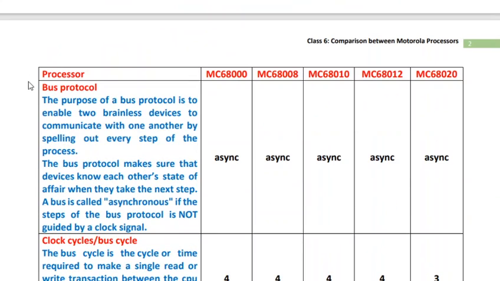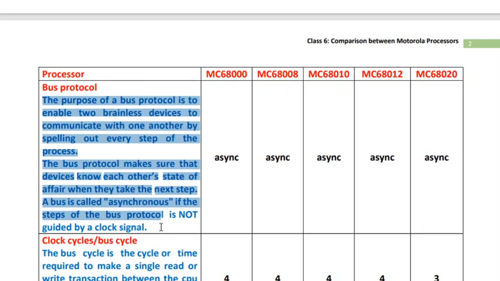Now, bus protocol. The very purpose of the bus protocol is to enable two brainless devices to interact with each other. So this is very much important. The purpose of bus protocol is to enable two brainless devices to communicate with each other by spelling out every step of the process. The bus protocol makes sure that devices know each other's state of affairs when they take the next step. A bus is called asynchronous if the steps of the bus protocol are not guided by a clock signal. So we can have synchronous or asynchronous interaction between various devices.